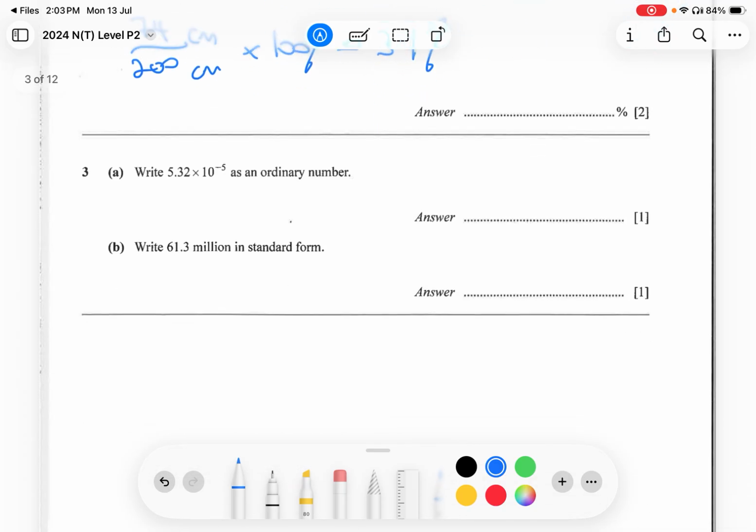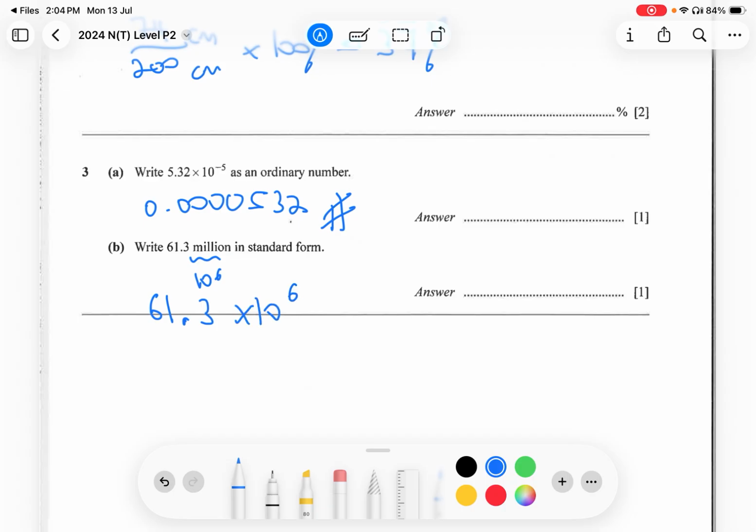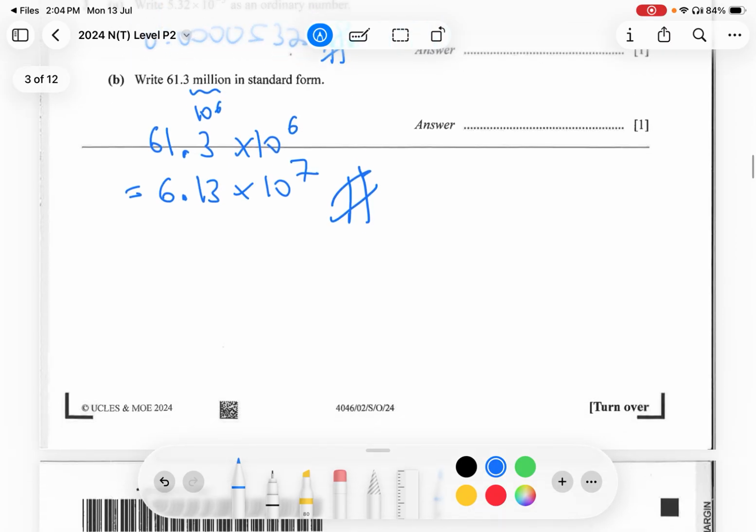The next one, express this as an ordinary number, just press calculator. Zero point zero zero zero zero 532. Standard form. So million is 10 power 6, so 61.3 times 10 power 6. But the standard form must be less than 10. It should be 6.13, and the power of 10 becomes 7. Okay, for this part. The next one.